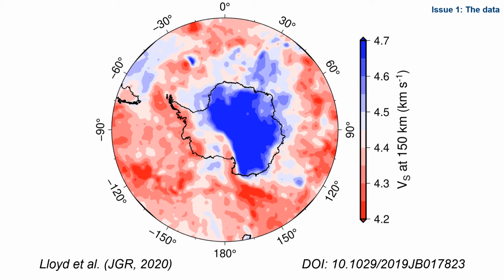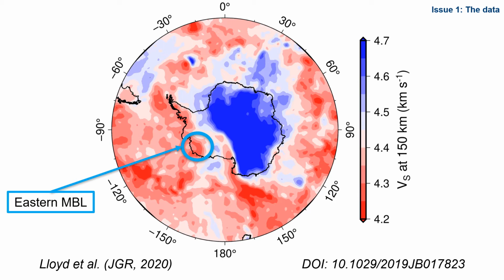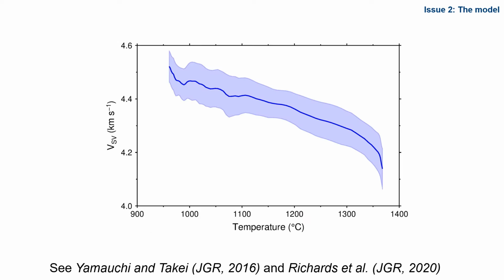The shear wave velocity at 150 km depth, shown on this slide, displays evidence of significant lateral heterogeneity over short wavelengths, such as a slow wave speed anomaly located beneath eastern Marie Byrd Land, consistent with the presence of several volcanic systems. Secondly, simple scaling relationships have been used to convert seismic data into thermodynamic parameters such as temperature and viscosity. These often fail to account for anelasticity.